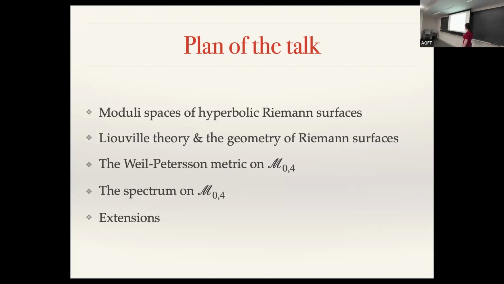Then as a case study, I'm going to talk about the moduli space of genus 0 Riemann surfaces with 4 punctures. I'll talk about how we can use a combination of analytic and numerical techniques to compute the metric on this moduli space to a very high degree of accuracy. Then I'll talk about how we can use that numerical approximation to the metric to study the spectrum on the moduli space, and briefly comment on some extensions which we looked at.